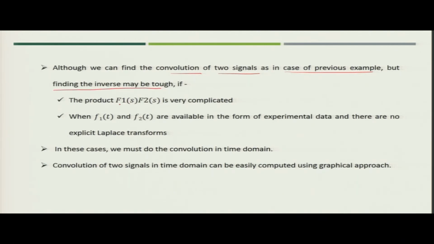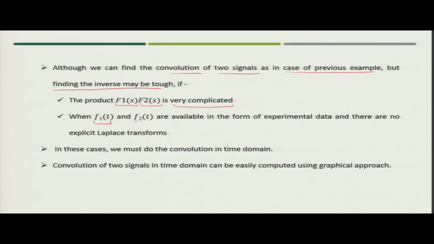Why? Because the moment you have F1(s) and F2(s), if the product of both is complicated, then it would be difficult to utilize the concept of convolution using Laplace transform. Then what will you do? You will use some alternate technique.